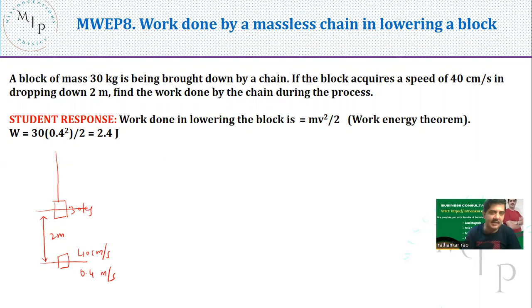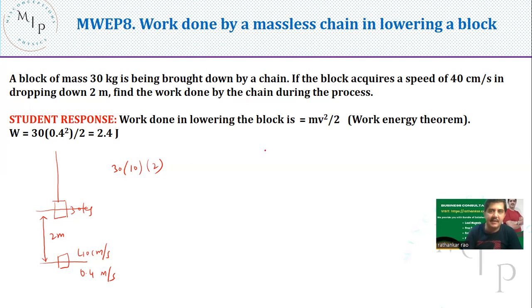The work energy theorem says that when it was being lowered down, it came down like this. As a result, either you can do mgh here. What is m here? 30 kg multiplied by 10 multiplied by 2. I can do it like this, and I have got a few answers like this.